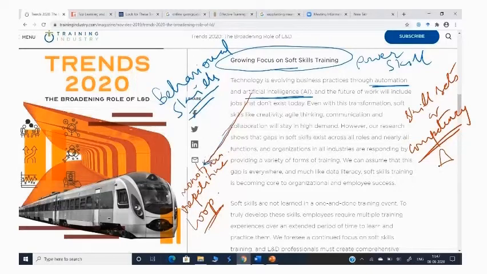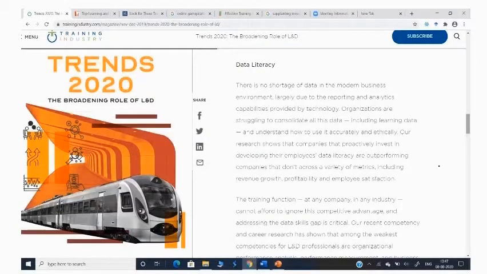So as a budding manager, you all should, and I have been repeating this in my past classes also, develop these soft skills or your behavioral skills. They are going to play a very important role during the selection process and career development in your case as managers, right? Now let me move to the third issue, that is data literacy.